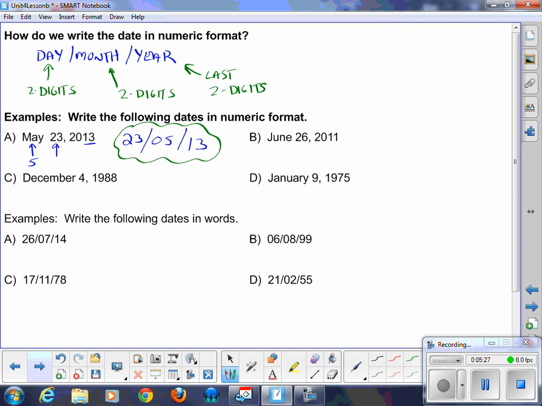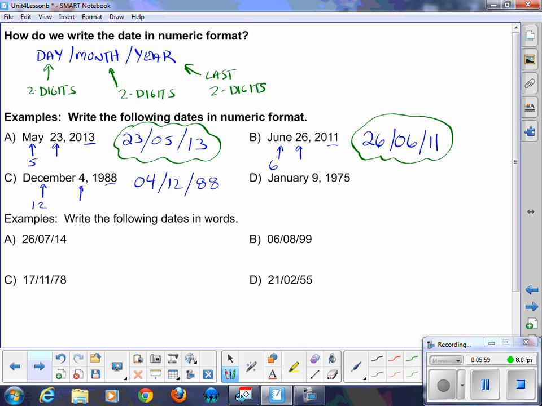Okay. So the next one, June. The hardest part will be remembering or figuring out what month that is. June is the 6th month. Again, we have our date and our year. So this would go up as 26/06/11 for our date. All right. December, it's our 12th month of the year. There's the 4, and we use the 88. So we would go 04 for the day. We would go 12/88. That gives us that date in terms of numeric format. And finally, January is our first month number and our year. So we got 01, sorry, messed that up, day first, 09, 01, 75. All right, so there we go.